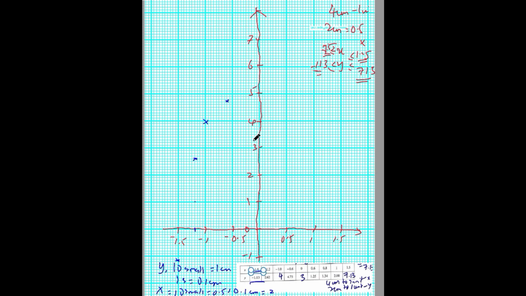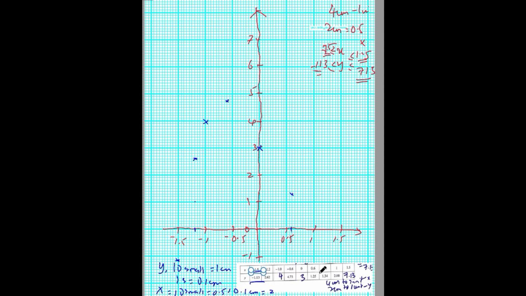So 0 and 3. Then we have 0.6 and 1.25. 0.6 is 2 to the right of 0.5. And 1.25 is in between 1.2 and 1.3.